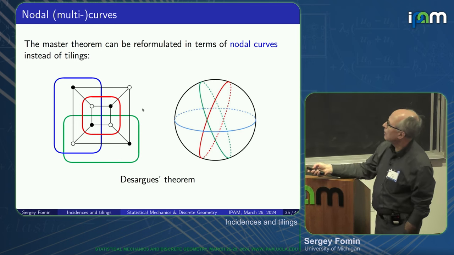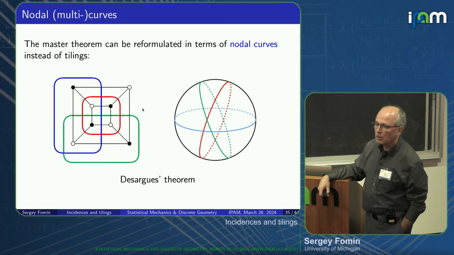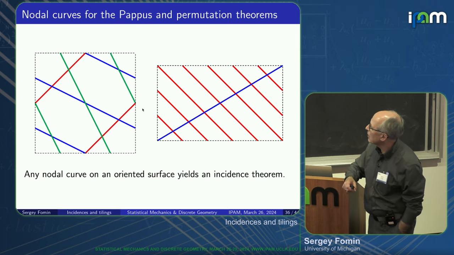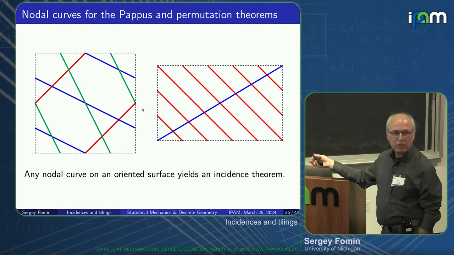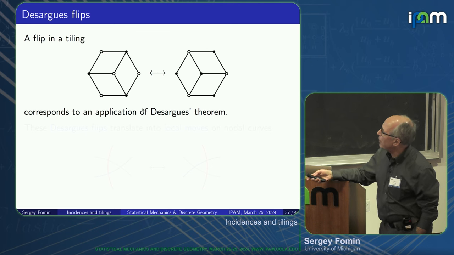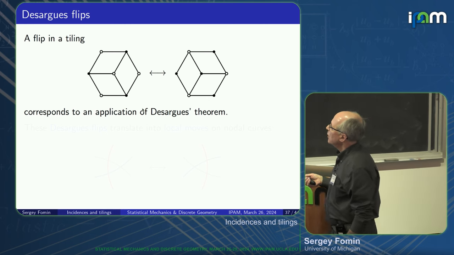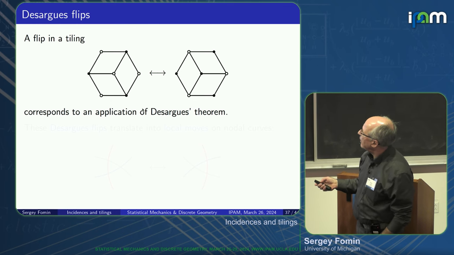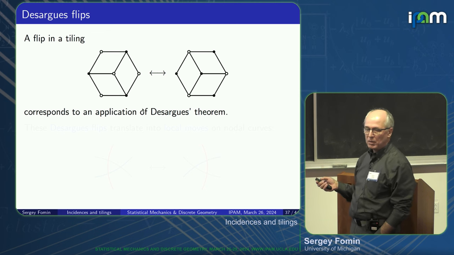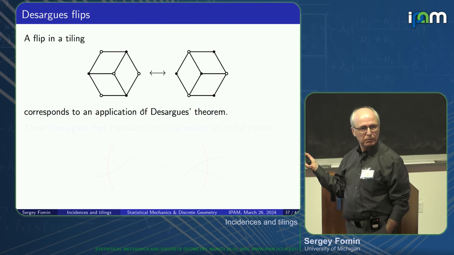So Desargues' theorem comes from a cube, and the dual configuration to the cube will be just three generic great circles in a sphere. And this is what you get for the Pappus and permutation theorems, for example, just to show some nice pictures. Now remember, Desargues' theorem corresponds to the cube, which means that a flip in a tiling of this form corresponds to an application of Desargues' theorem. So the two incidence theorems that come from tilings which differ by such a flip are equivalent modulo Desargues.